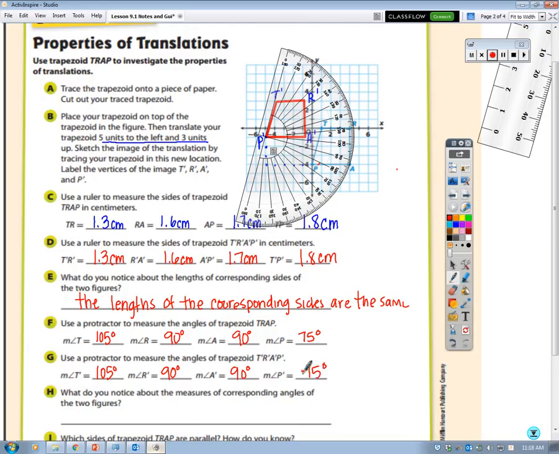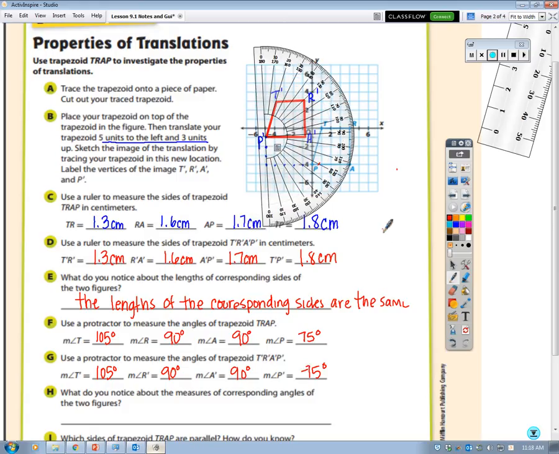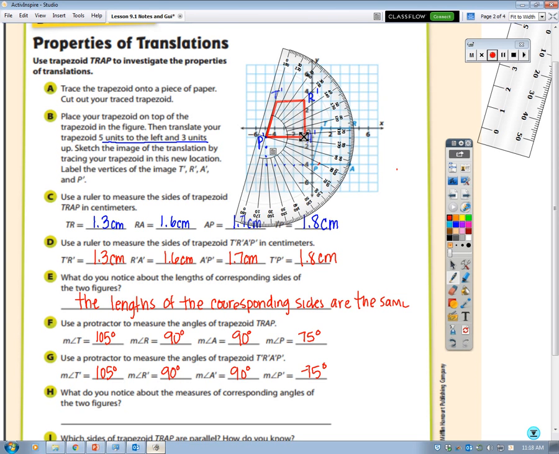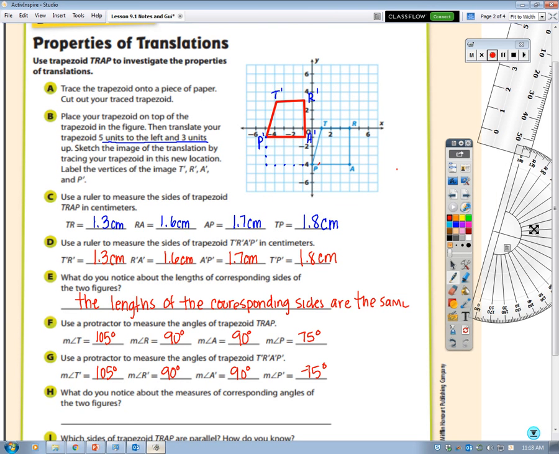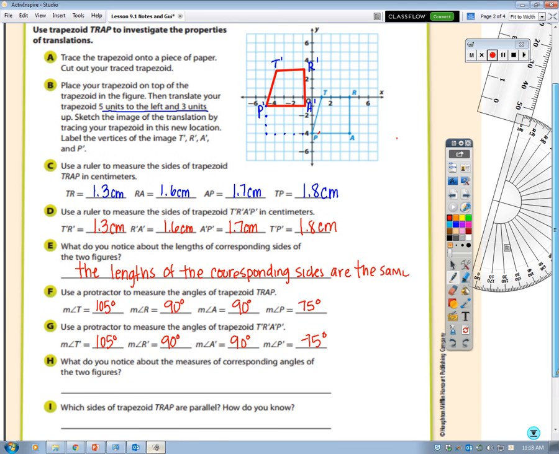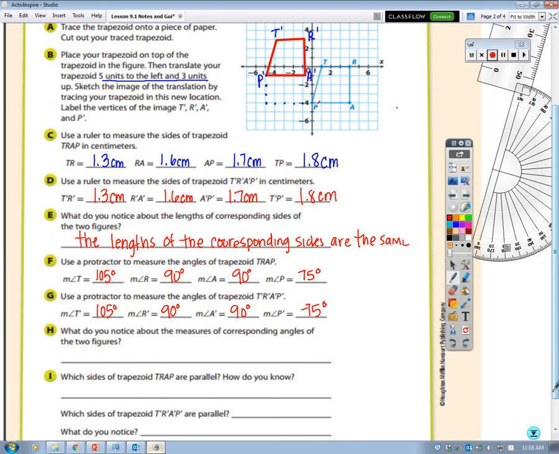So what do you notice about the measurements of the corresponding angles? They are the same, right? So if we look at T and T prime, 105 degrees, R and R prime, 90 degrees, A and A prime, 90 degrees, and P and P prime, 75 degrees. So the thing that we notice about these two measurements of corresponding angles is that they are the same. The measurements of corresponding angles are the same. So we're going to go ahead and write that in here.